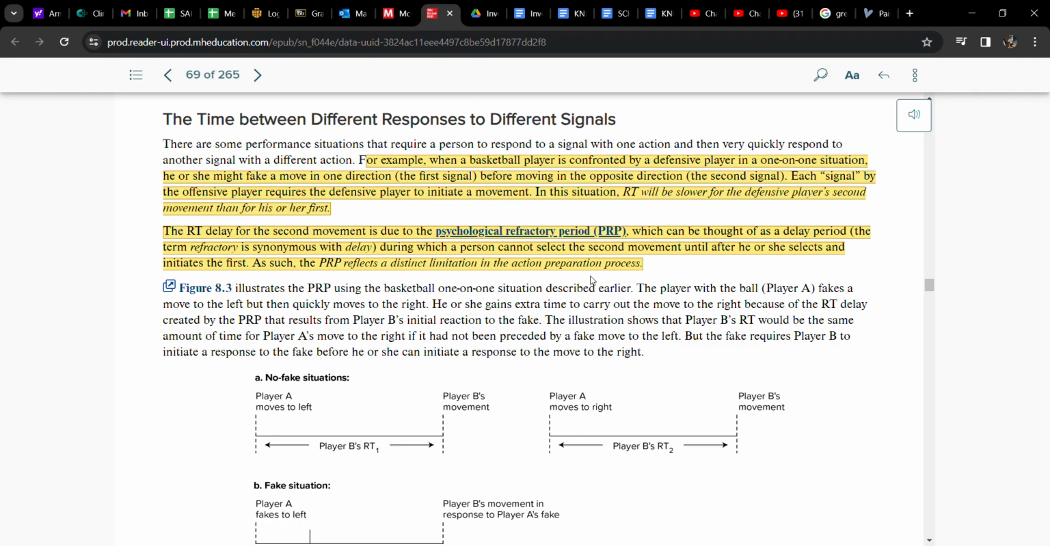That's why our brains can only do a couple things at a time. It doesn't have the capacity to make that sudden shift, versus the offensive player who can predict, well, I know I'm going to fake this person out. The defensive player has no idea, so it's a lot easier for the offensive player to make that second move versus the defensive player.